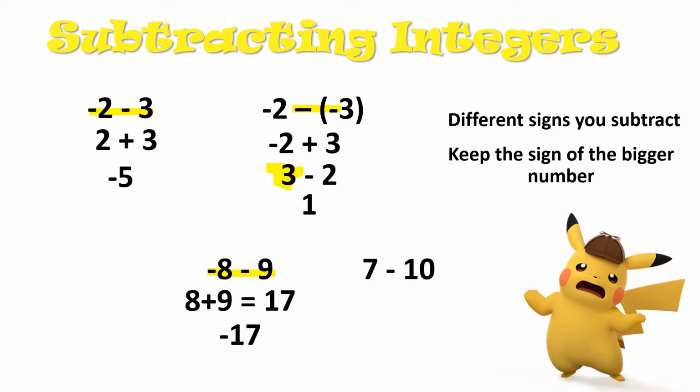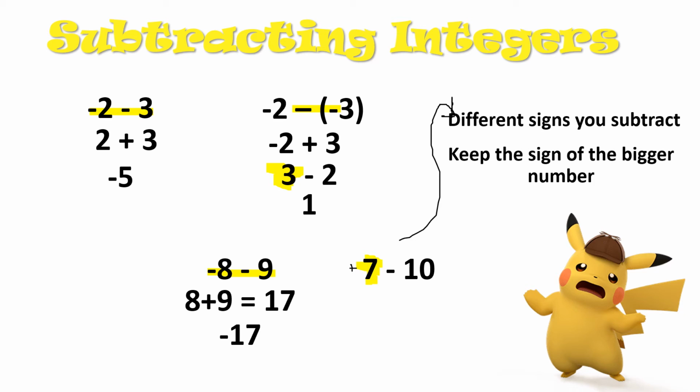Another example here, 7 minus 10. Remember that if a number does not have a sign in front of it, so like this 7 here, that means that number is positive. So if you want to, you can go ahead and put a plus sign in front of it. That doesn't really matter. But now we're going to look back. That means that we have different signs in front of our numbers. So we're going to subtract.